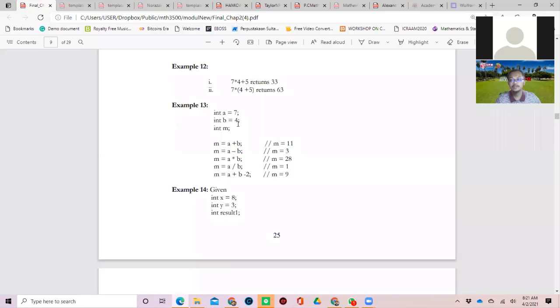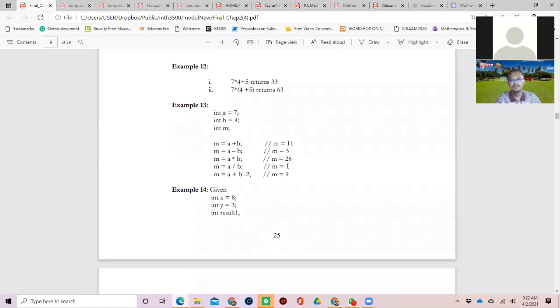So 7 divided by 4 should be 1 something, correct? But the result is equal to 1. Why 1? This is special in C. Why is the result displayed as 1 here? Because A is considered an integer, B is an integer, and M is also an integer, so the result is also an integer. No floating point number. So 7 divided by 4 is 1 something, but that something will be truncated, and only the integer 1 is considered.